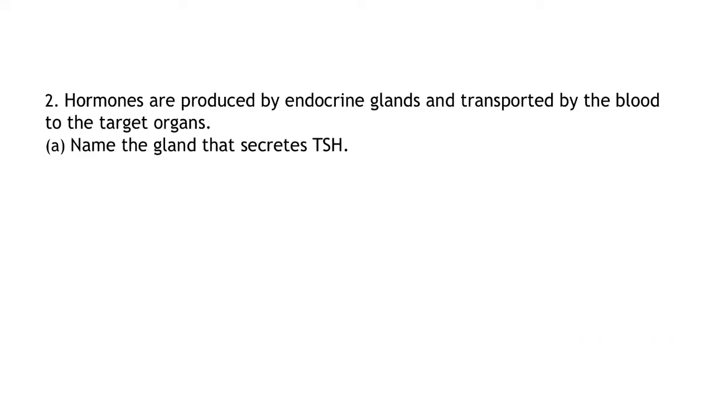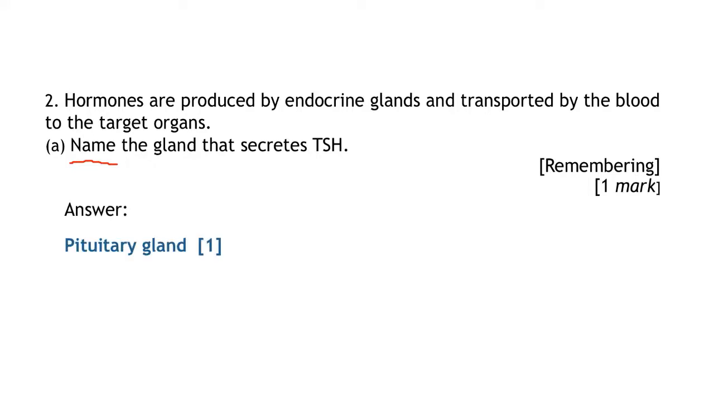Question 2. Hormones are produced by endocrine glands and transported by the blood to the target organs. A. Name the gland that secretes TSH. This is remembering question, 1 mark. The keyword used in this question is name. So you just need to state the name of the gland which is involved in secretions of TSH. So the answer for this question is pituitary gland, 1 mark.